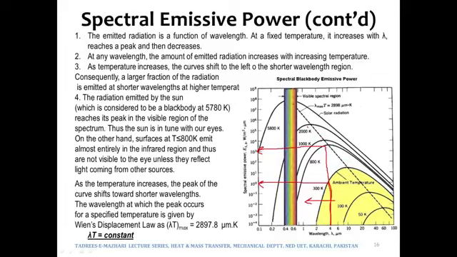Now the radiation emitted by the sun, which is considered to be a black body at approximately 5800 Kelvin, reaches its peak in the visible region of the spectrum. Thus the sun is in tune with our eyes. We can see it and it appears yellow to us, as discussed before.